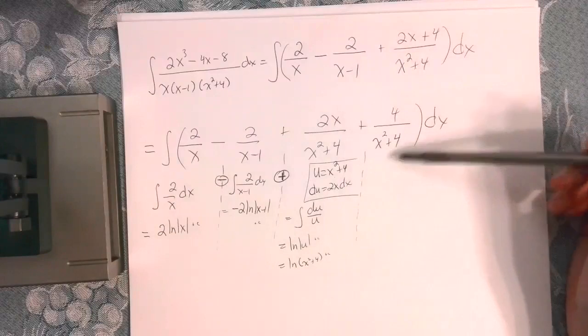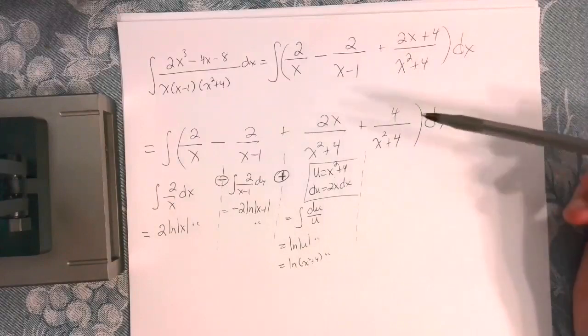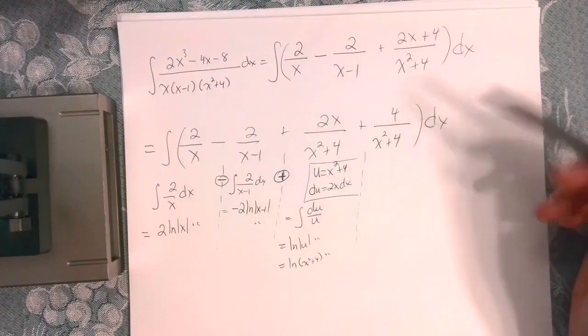And this is something you want to recognize. This is our arctan form from day 1, right? So this is in the form of an arctangent.